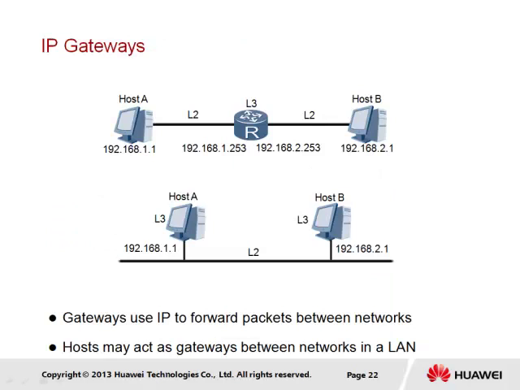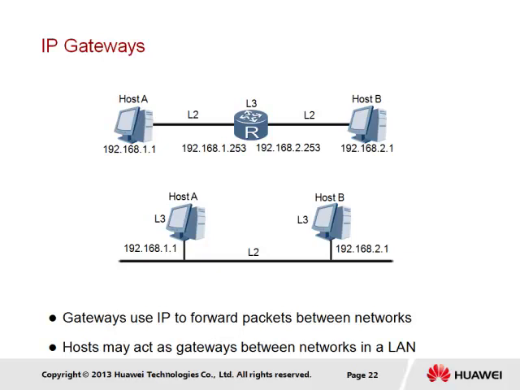IP gateways are devices that are responsible for handling the forwarding of IP packets that are intended for destinations in networks that are different from the network on which the packet originated. The gateway is typically considered a Layer 3 device since it handles IP processes which associate with the network layer of the OSI reference model. Here we show 2 examples of gateways.